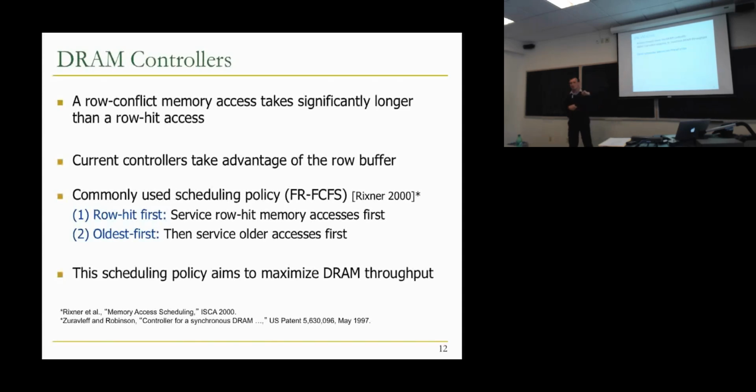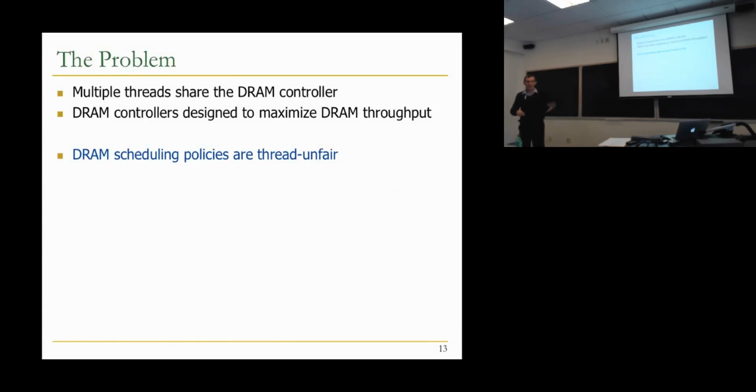But there's a downside to it, and this was designed when processors were single core, when you had only 1 core accessing DRAM. It's a great policy, right, if you had 1 core. It turns out it's still not the optimal policy if you have 1 core. You can do much better than this, and we'll see that.